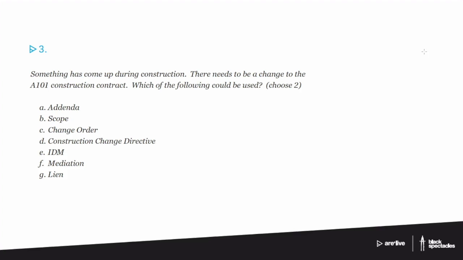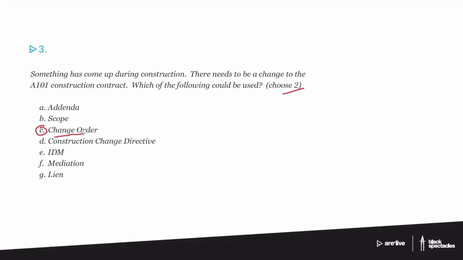Something has come up during construction. There needs to be a change to the A101 construction contract. Which of the following could be used? This is one of those questions where you have to choose multiple possibilities. In this case, they've told us it's 2. So the obvious answer here is C, change order.